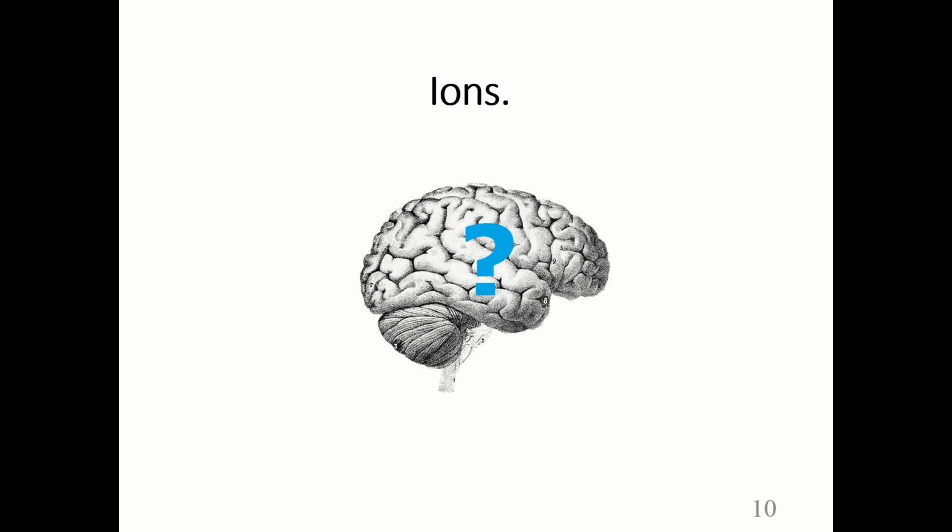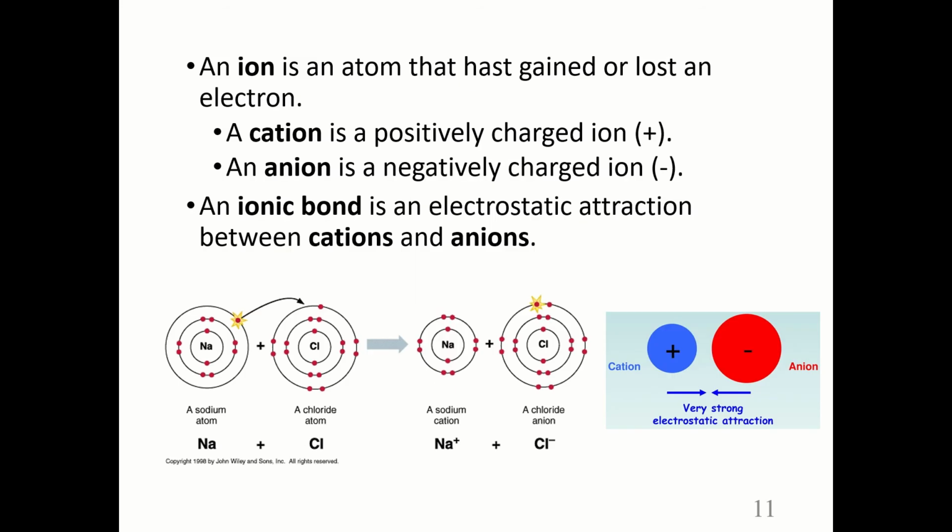Let's talk about ions. An ion is an atom that has gained or lost an electron. A cation is a positively charged ion and is indicated by a plus sign. An anion is a negatively charged ion and is indicated by a minus sign. An ionic bond is an electrostatic attraction between cations and anions.